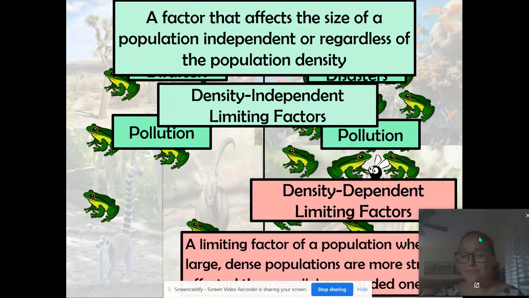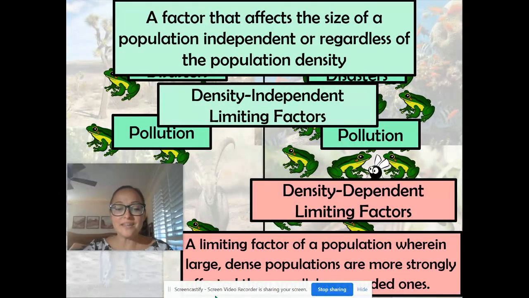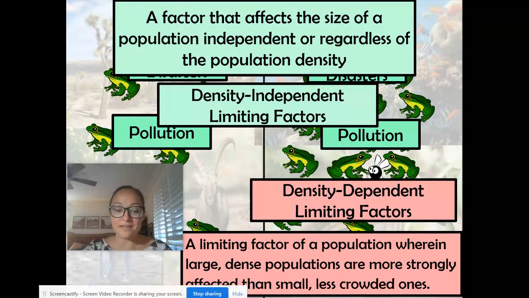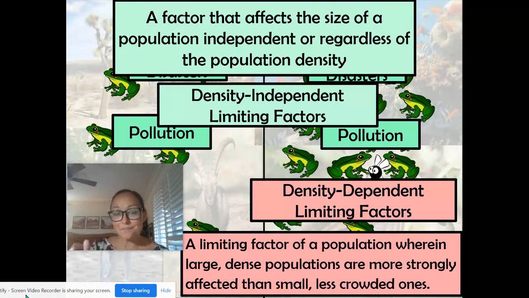So here, let me move my face and let's talk about these two definitions. Here in the pink down at the bottom, density-dependent limiting factors are limiting factors of a population wherein large, dense populations are more strongly affected compared to small, less crowded populations. So competition is going to have a greater impact on a large population, or disease will have a greater impact on a large, dense population, and so disease, competition, and predation are examples of density-dependent limiting factors.